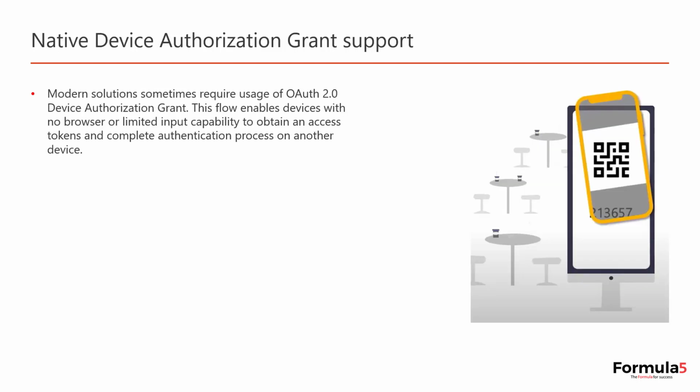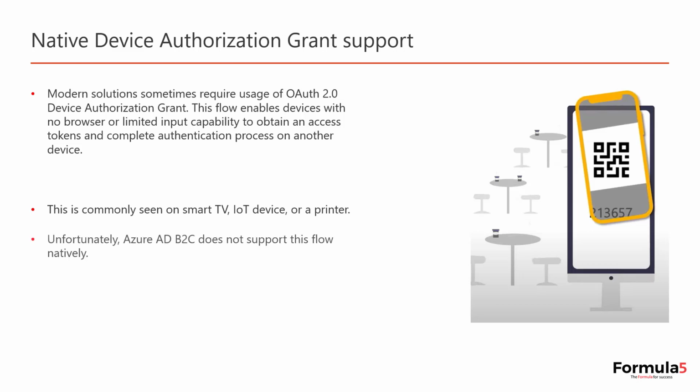Another challenge can be native device authorization grant support. Modern solutions sometimes require usage of the OAuth 2 device authorization grant. This flow enables devices with no browser or limited input capability to obtain an access token and complete the authentication process on another device. This is commonly seen on smart TVs, IoT devices, or printers. Unfortunately, Azure AD B2C does not support this specific flow natively. So it can be challenging.